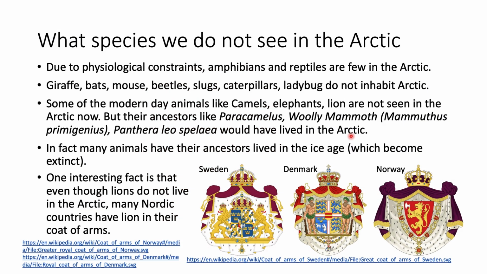So, how do we know these creatures lived in the Arctic? Maybe if you have seen the movie Ice Age and other things, there they say the woolly mammoths lived in the Arctic region. In fact, many animals had their ancestors living in the Ice Age. That is why when you watch the movie Ice Age 1, 2, 3, 4, they talk a lot about the woolly mammoth and other animals which lived in the polar or icy regions. Currently, they have all become extinct. In fact, one interesting fact is that even though lions do not live in the Arctic, many Nordic countries have a lion in their coat of arms. For example, Sweden, Denmark and Norway all have a lion in their coat of arms.